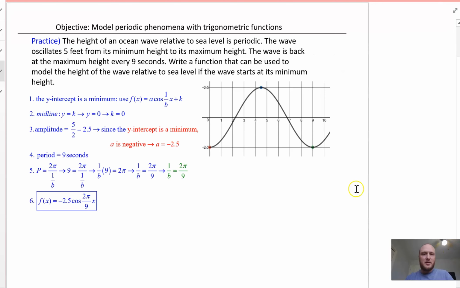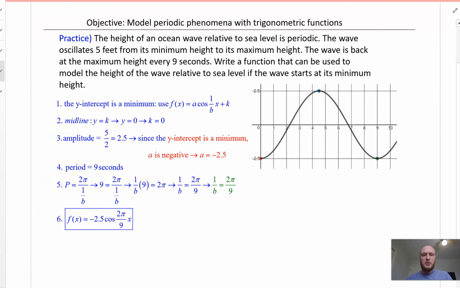Here is the solution. Something to note about this problem is that your a value is negative because you're starting out at a minimum. So you know it's cosine, and your a value is going to be negative because you're starting out at that minimum.